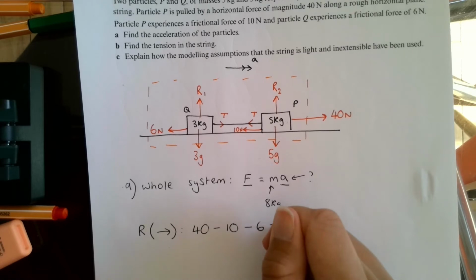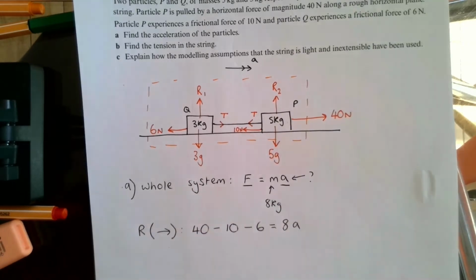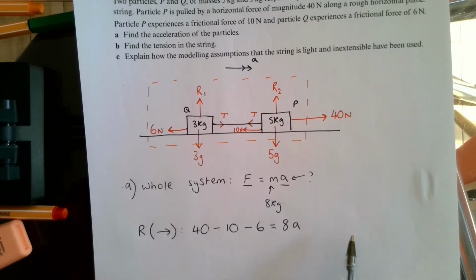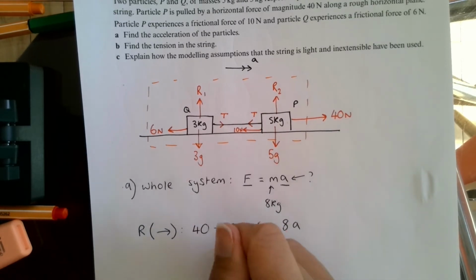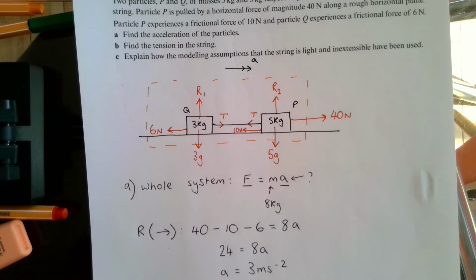And I know that the resultant force is equal to the mass, which is 8, times the acceleration, which is what I'm going to work out. So you can just resolve that. So we get 24 is equal to 8 times the acceleration. So the acceleration is equal to 3 meters per second squared. And that is my answer there, finding the acceleration.